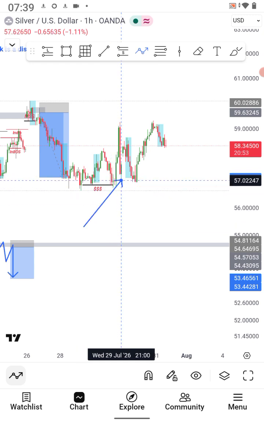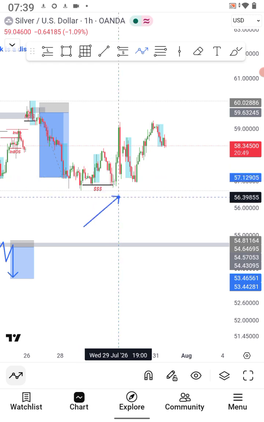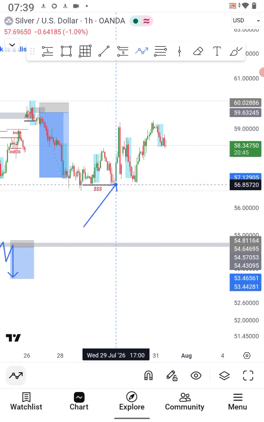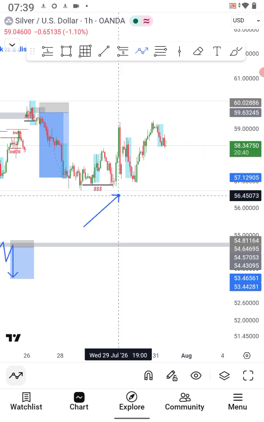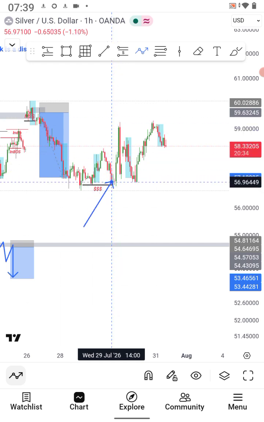down before sweeping liquidity, then drive up. That drive down is what I call the breaker block. Are you seeing it now? Then sweep liquidity, then push up. Now on the 1 hour time frame, I have my 1 hour breaker block in quotes, 1 hour break of structure, and then another block here.